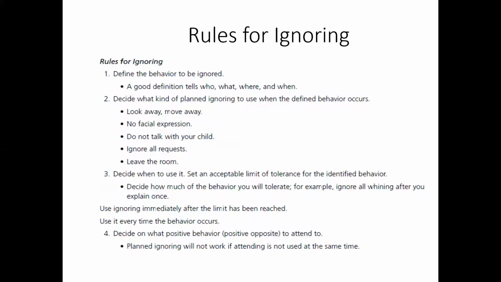So here are some rules for using the ignoring strategy. First, defining the behavior. A good definition will tell you who, what, where, and when. Then decide what kind of planned ignoring to use when the defined behavior occurs. It could be looking away or moving away. It could be having a neutral facial expression, not talking with the child, ignoring their requests, or even leaving the room if safe to do so.